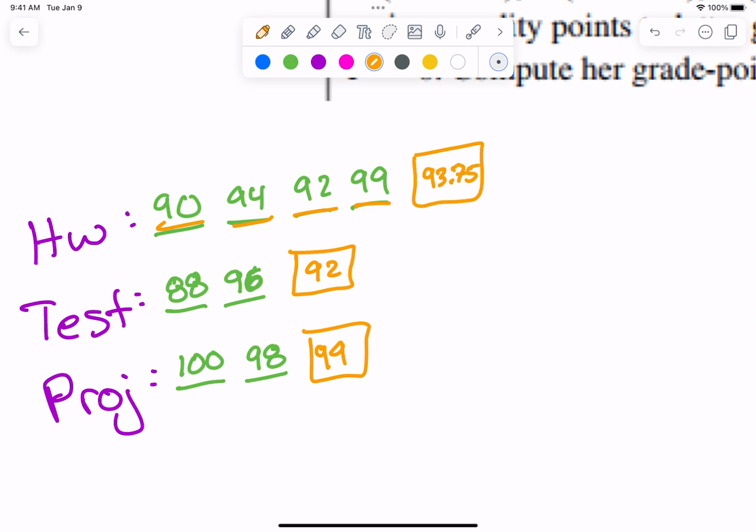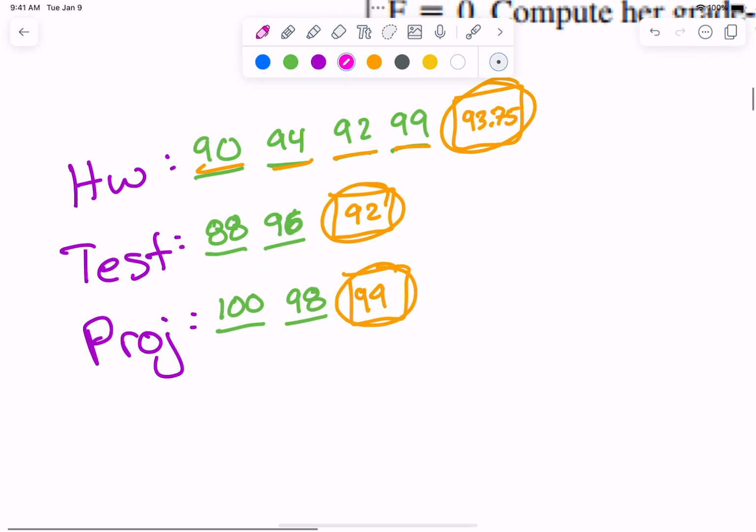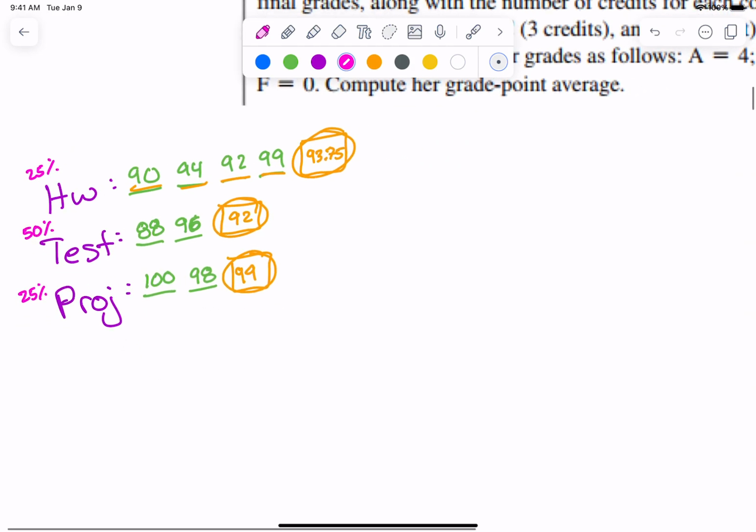Okay, so out of all those, I have 4 homework grades. My average homework grade is this guy. 2 test grades. My average test grade is this guy. 2 projects. My average project grade is that guy. Okay. Now, homework is worth 25% of your grade. Projects are worth 25% of your grade. Tests are worth 50% of your grade. So now, how do I take the overall and find the overall average? This is a weighted average.